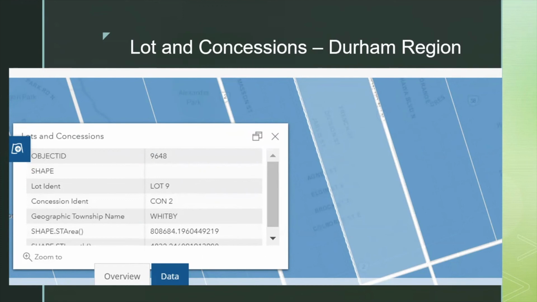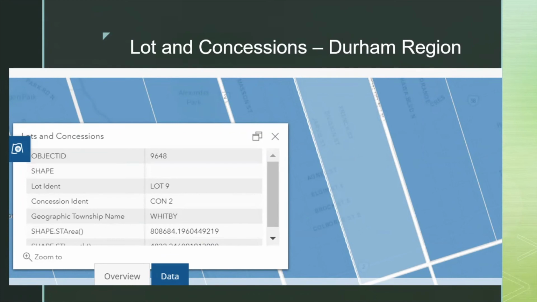Now, this confuses people when they're in Oshawa. They think, well, I'm not in Whitby. But you have to realize that the property is in Whitby Township. That's where the documents would be kept. So that's the property description. So that information, you can go from there. Now, this doesn't give you the subdivisions. This only gives you the lot and concession number.